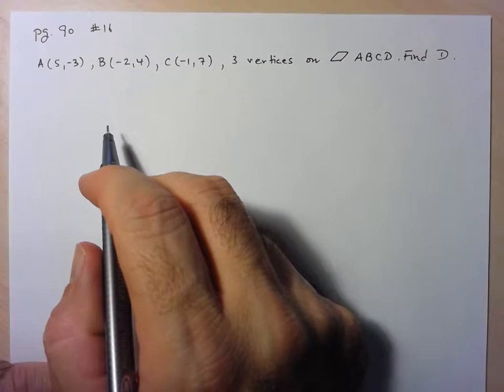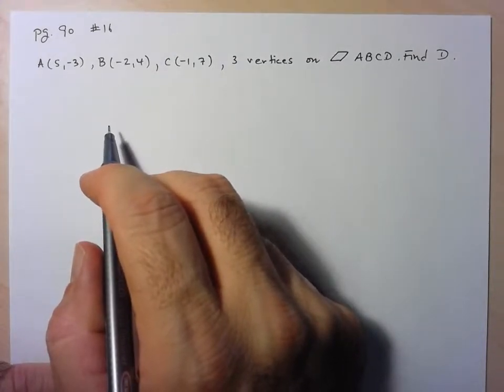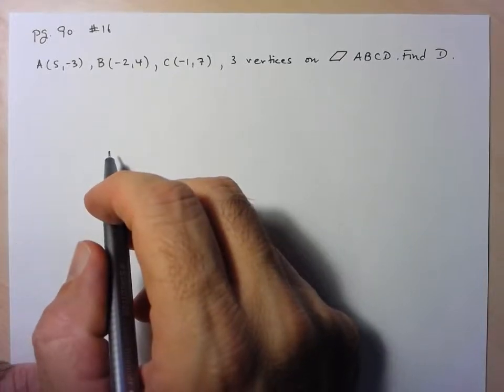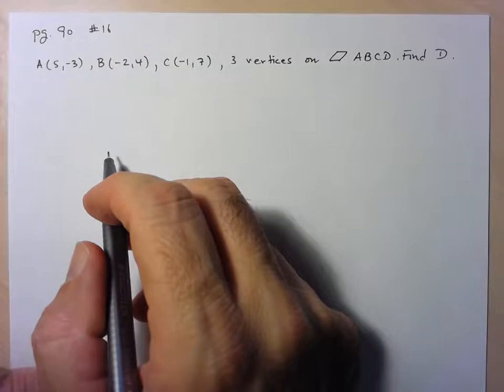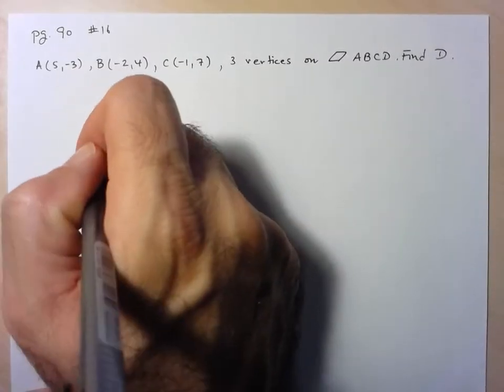I don't want to rely too much on the diagram because it's not like I can just take a ruler and measure anything here, but I'll make an effort to make it a little precise, again without drawing a Cartesian plane. So let's say here we've got 5, -3 for A.